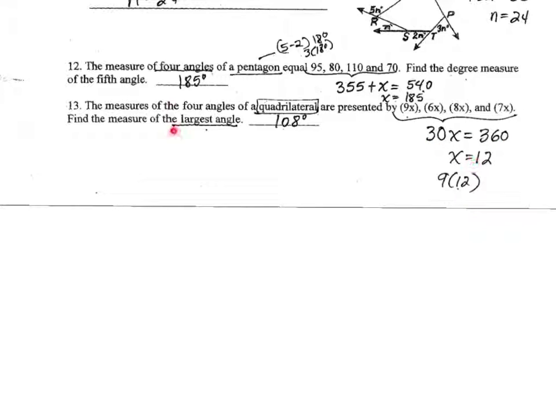And now here it says, what's the measurement of the largest angle? So go with the term that has the greatest coefficient, which is the 9. That would be the biggest angle. 9 times 12, and that is 108. So that was the answer for 13.